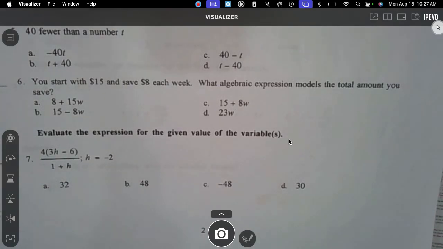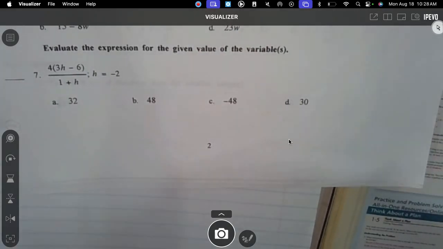Number 7 is not on there. You're welcome. See, at least I didn't give you that one. Okay, 7's not on there, but I'll still go over it.